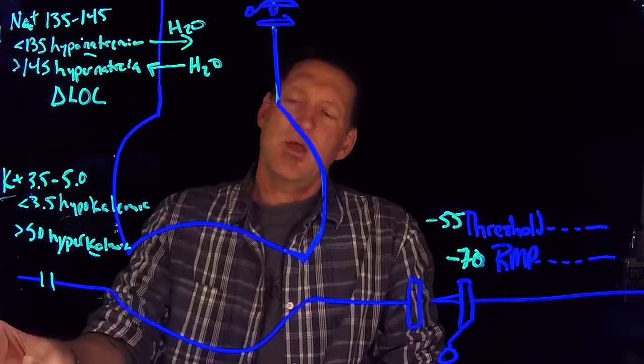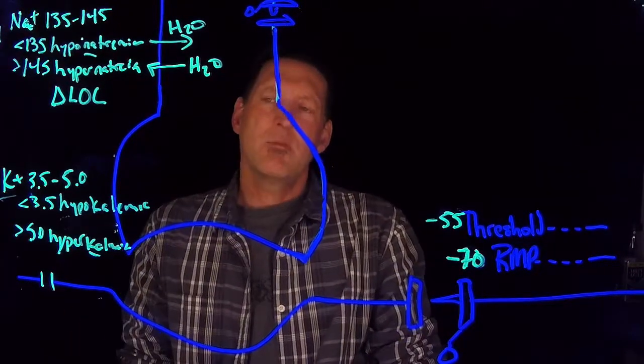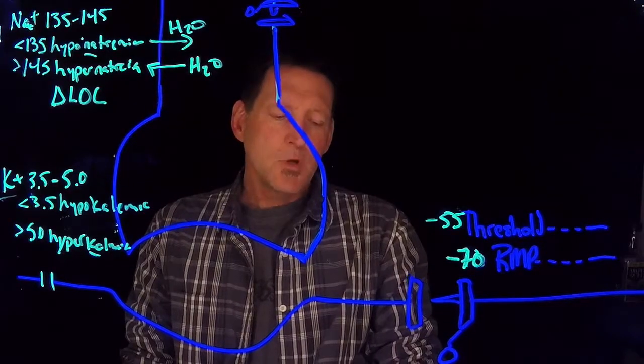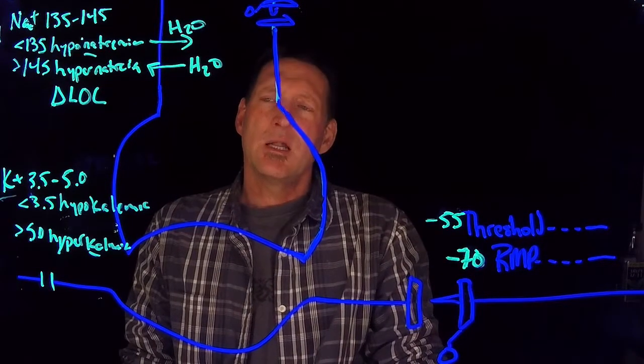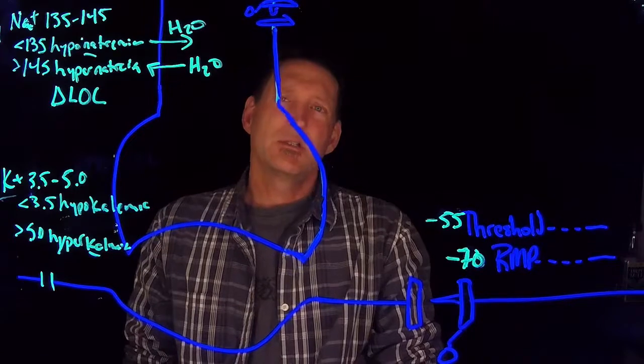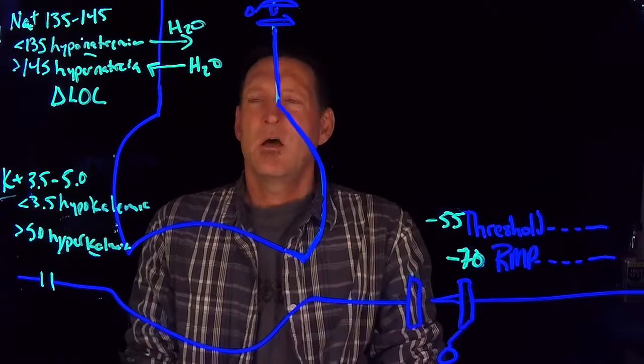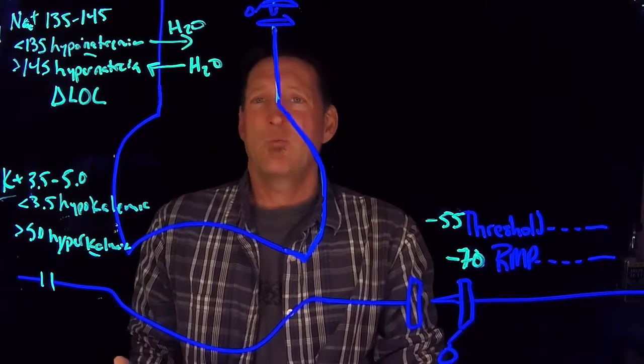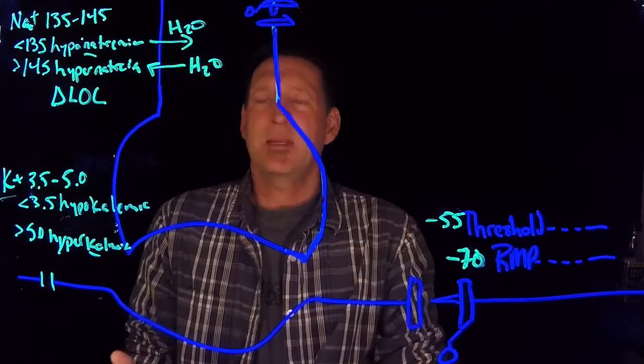All right, so let's say we have a patient, and they have hypokalemia. It could be someone that has something like Cushing's disease. In Cushing's disease, you see sodium retention, but also wasting of potassium.